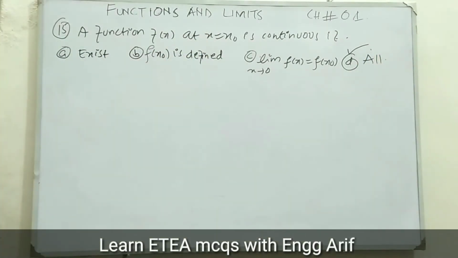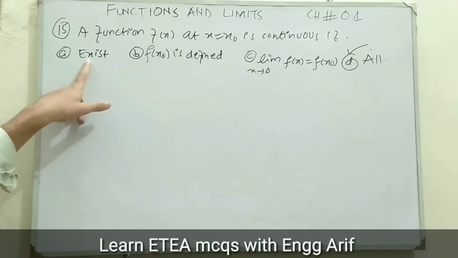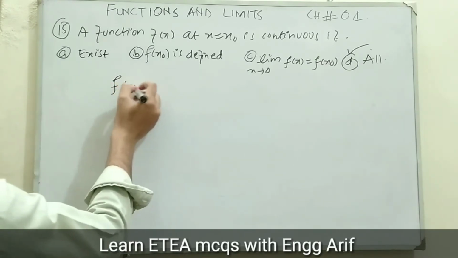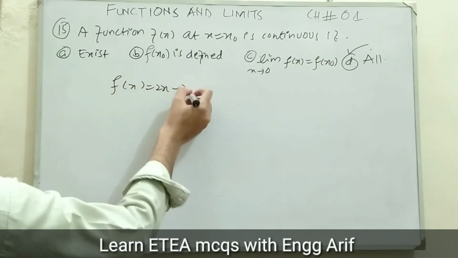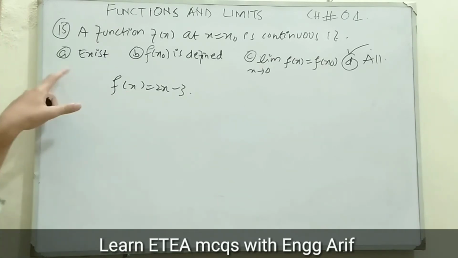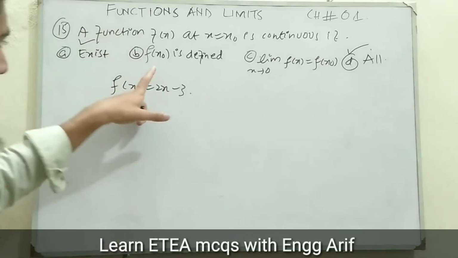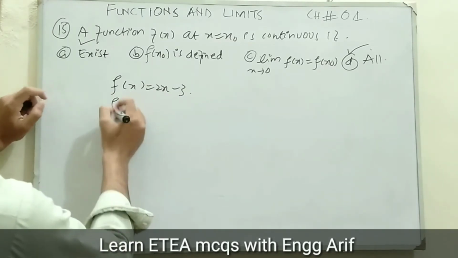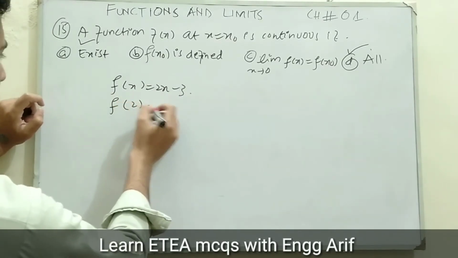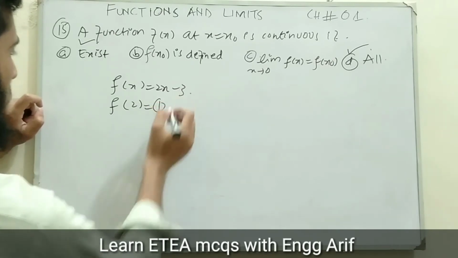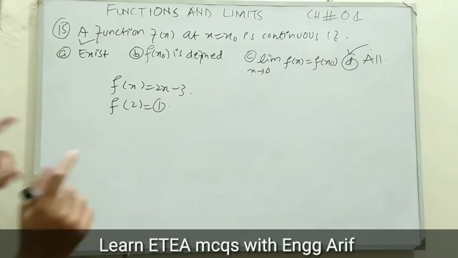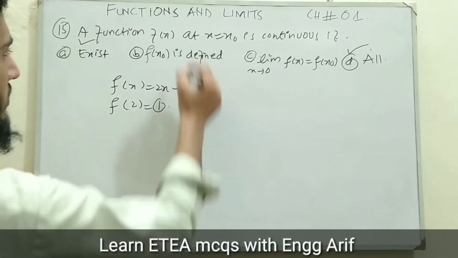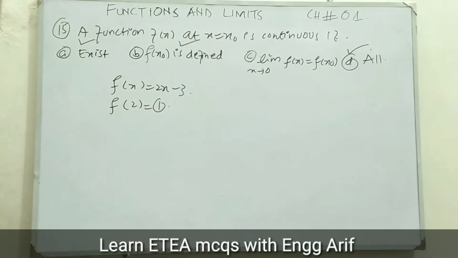How? We know that the function will be continuous if the limit exists. Let's suppose we have a function f of x is equal to 2x minus 3. So this exists for each and every real value. So option A is correct. And we also know that f of x naught is defined. Let's suppose here it is f of x. So if I put, let's suppose, 2 here, it will give us a real value. So it means that it is defined. It gives us a real value, positive or negative. It means that it also satisfies the given condition.